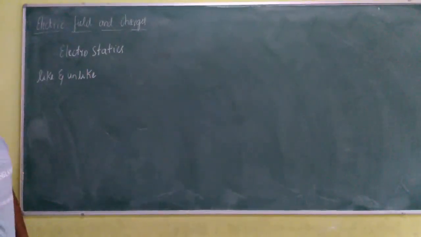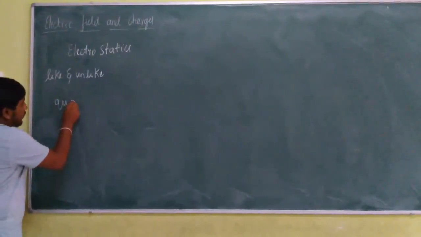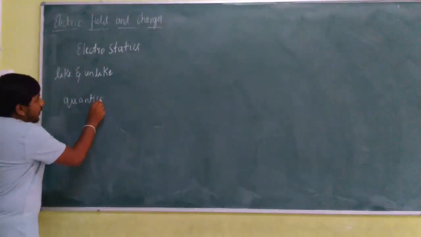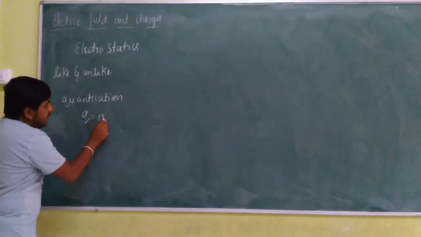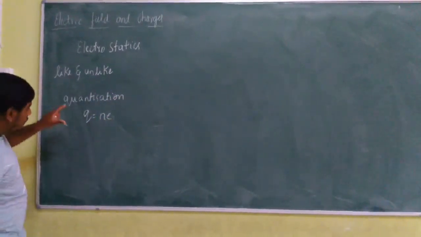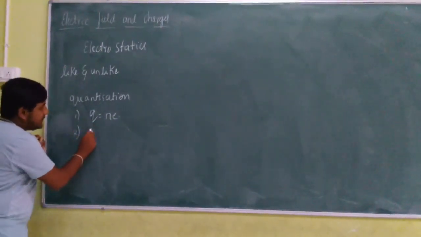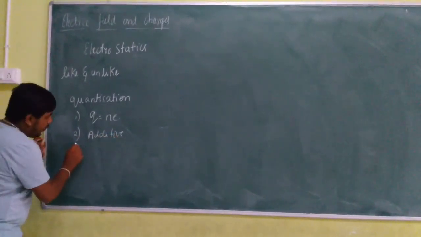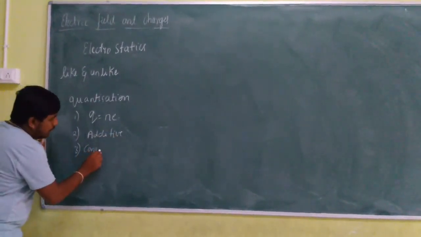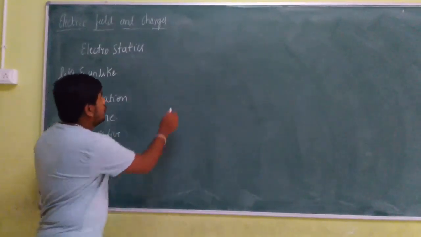Then we learn some properties of charges, like quantization of charges. What is quantization? Charges always exist in integral multiples of the electron charge, Q is equal to Ne. Important. We also learn two more properties: charges are additive, and charges are conserved. After learning these properties of charges, we went to Coulomb's law.